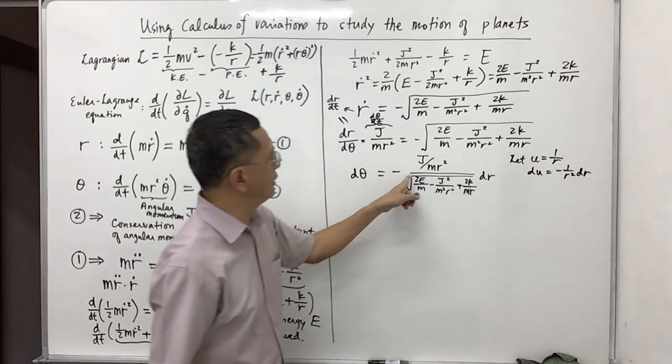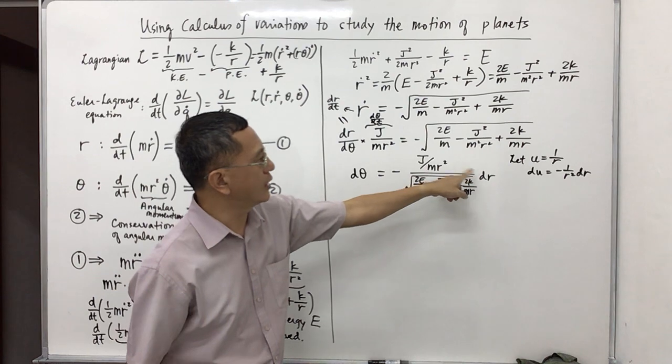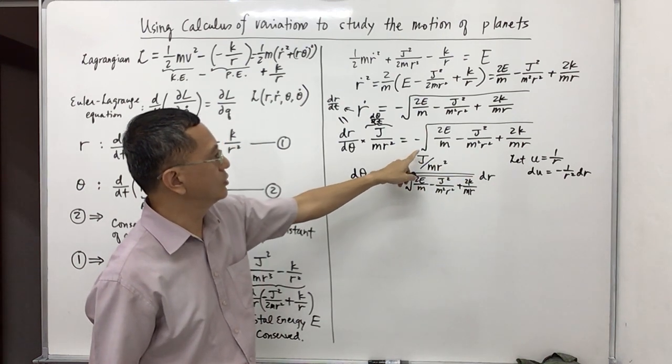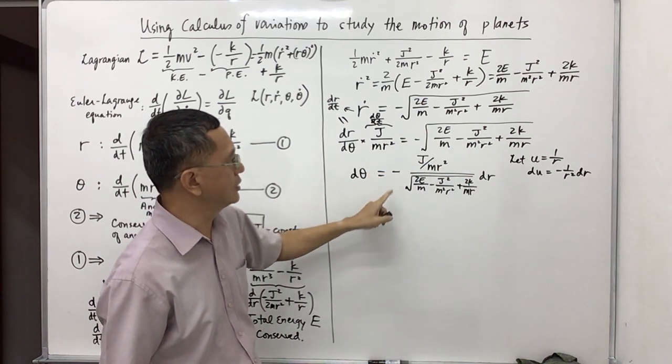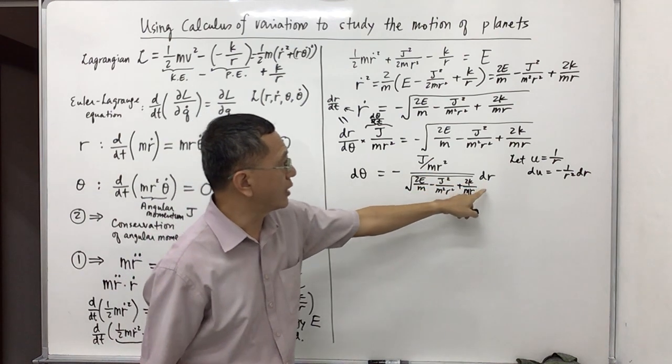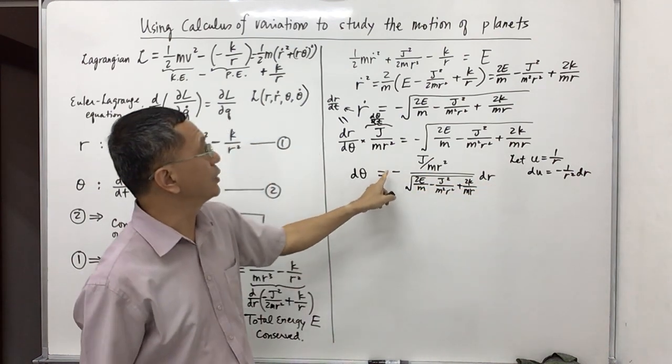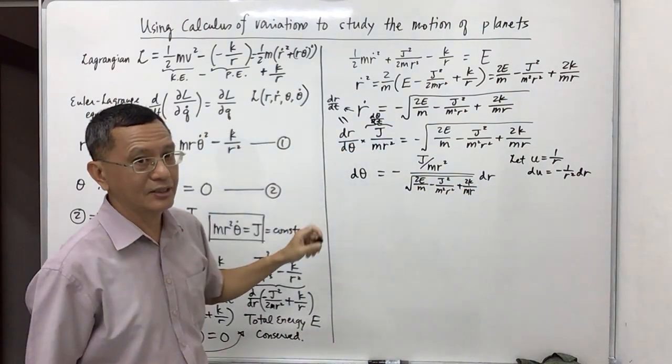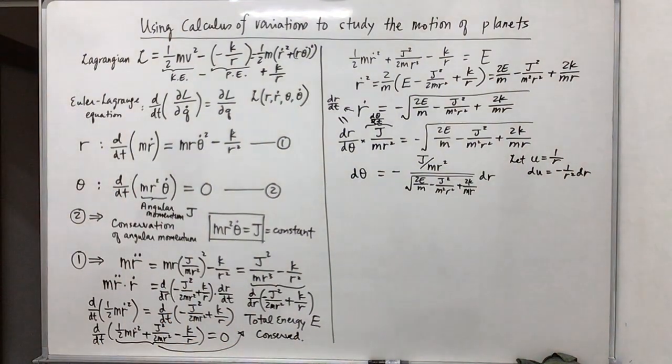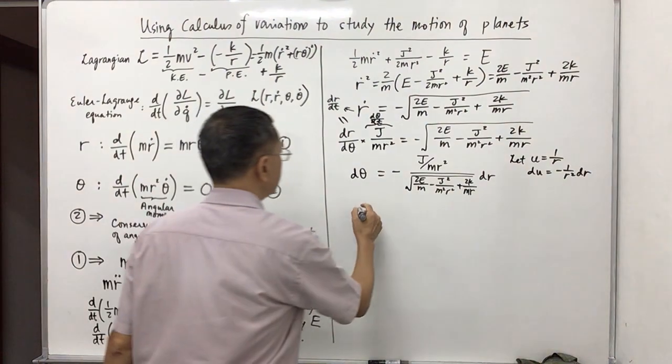Can you see my negative 1 over r squared dr here? Although there's a j over m, don't worry too much about that, it's just a constant. Negative 1 over r squared dr, that's my du. Now you understand why I want to keep my negative for my square root. It will be convenient. And hence, I can rewrite this equation this way.